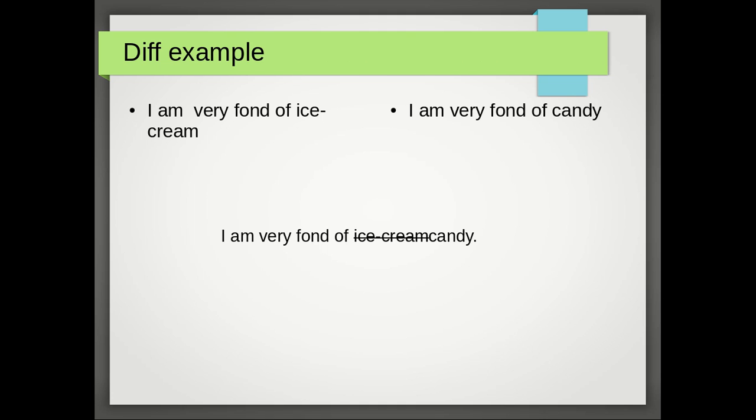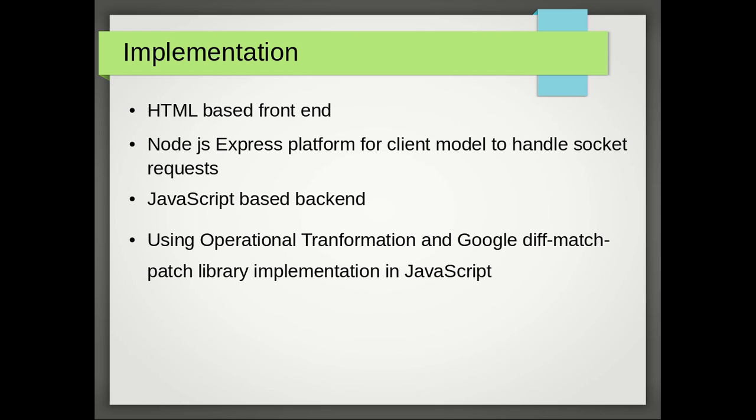Here is a simple example of what the diff library will do. For example, one text I have is: I am very fond of ice cream, and the other text is: I am very fond of candy. After executing the diff command, I will have: I am very fond of ice cream, candy. So it has detected that the first string has ice cream, which is not there in the second one. It basically gives me the place where the difference arises.